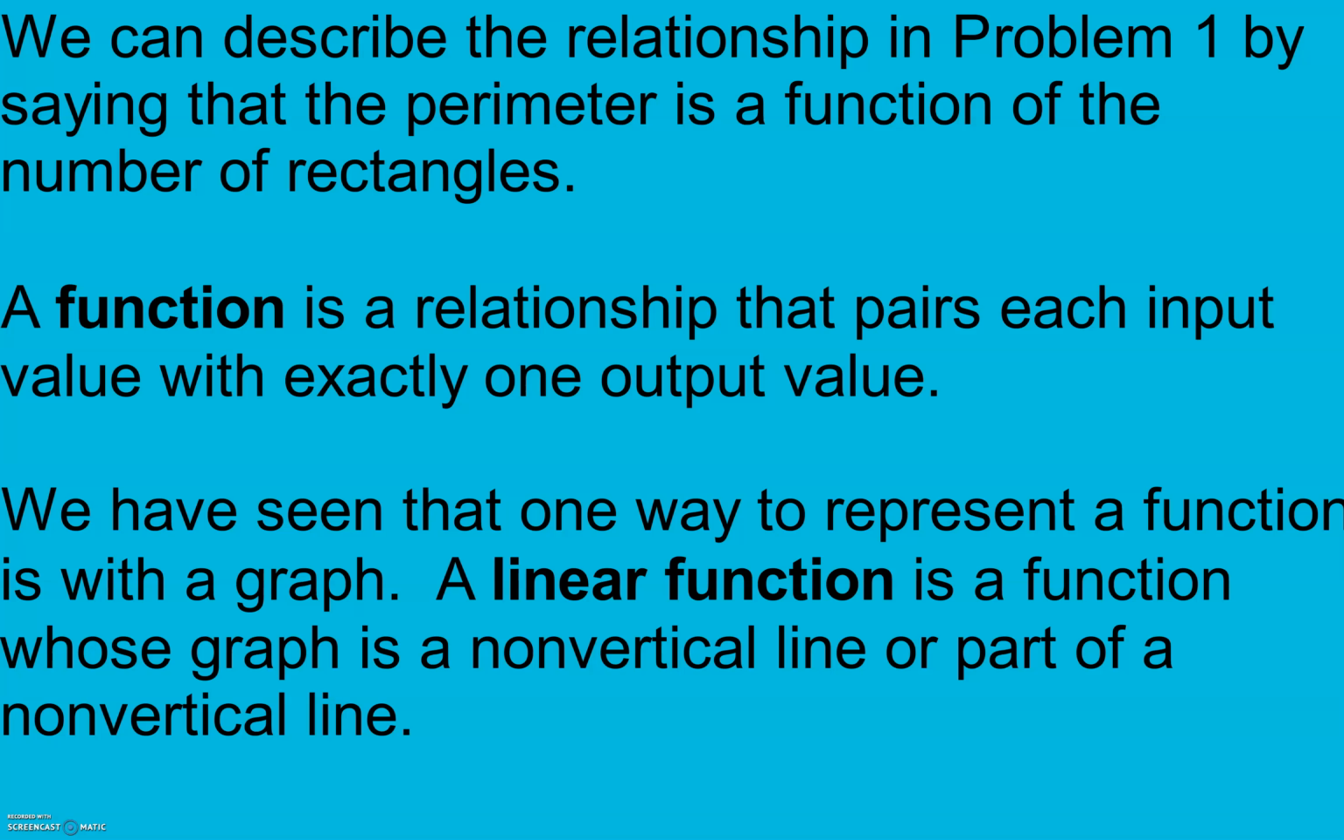We've seen that one way to represent a function is with a graph. A linear function is a function whose graph is a non-vertical line or part of a non-vertical line. So a linear function is a line. Okay, it can't be straight up and down, but it can be left to right, going up, going down. It can be just the dots like we did in our perimeter and our triangle. It can maybe go just one way. That's fine as well. It just can't be straight up and down, and it has to be a line in that we can connect it with a straight edge. So it can't be curvy, has to be a line.